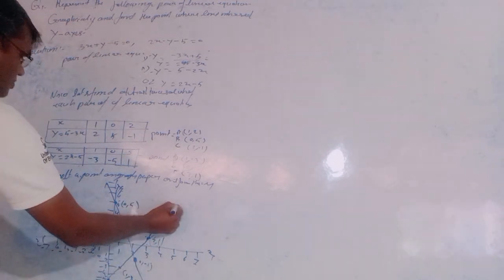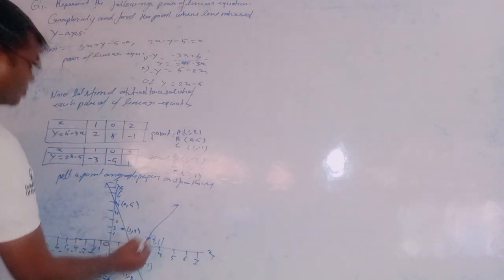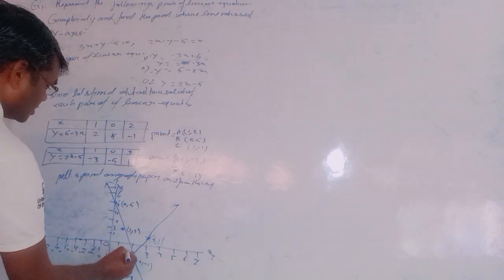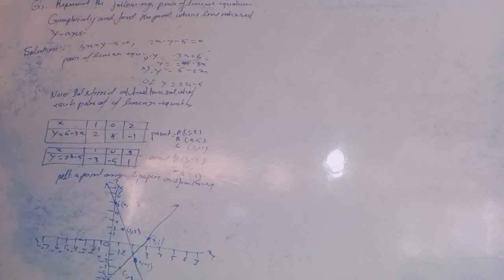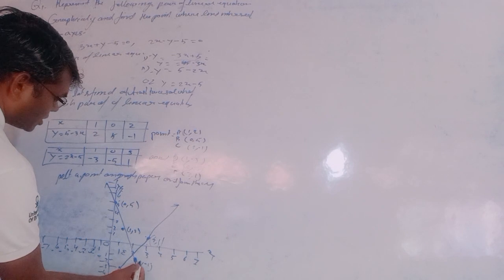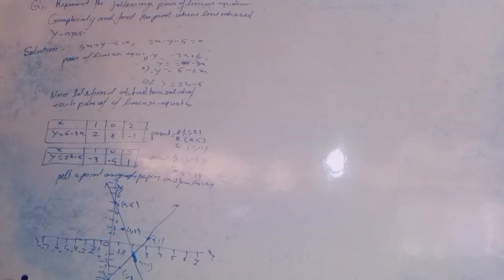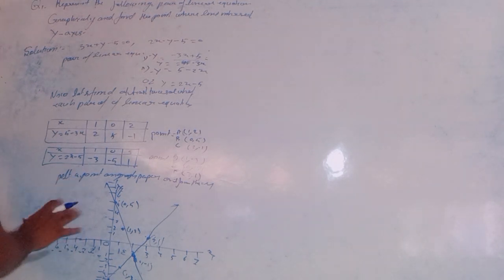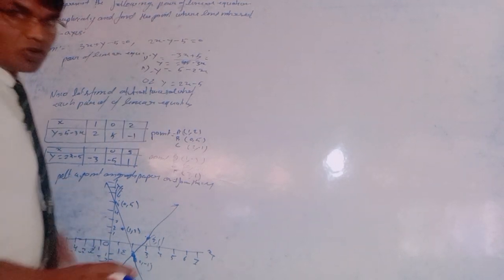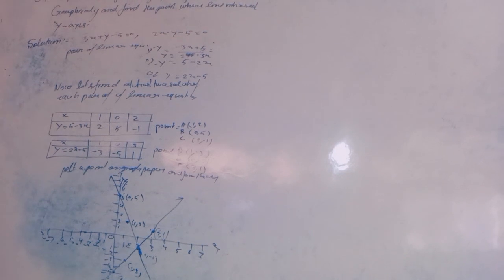So here we will get points A, B, C, D, E. This E point becomes (2, -1). Got it? The lines intersect at the point (2, -1). So the lines intersect at exactly the point we have got here, and we have drawn the graphs and plotted them. I hope that you will see these graphical representations in a well-versed way.